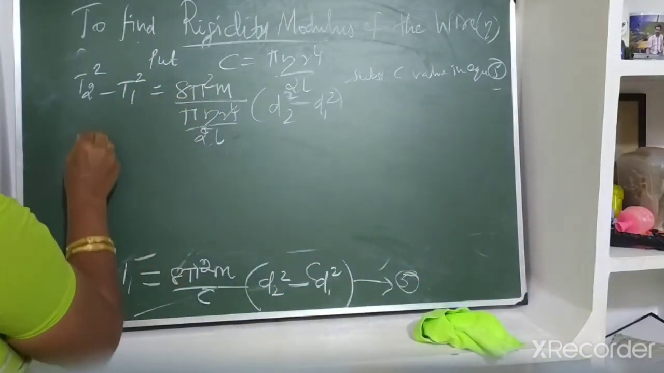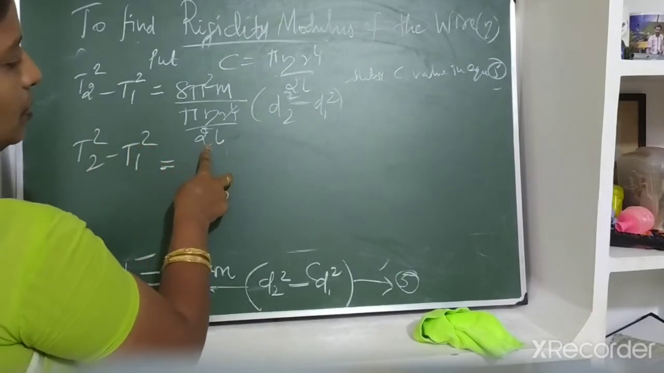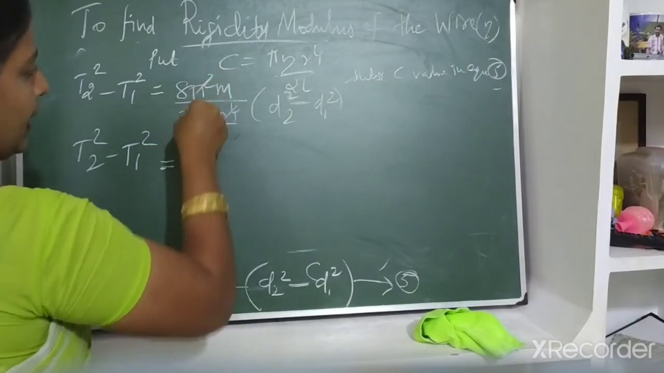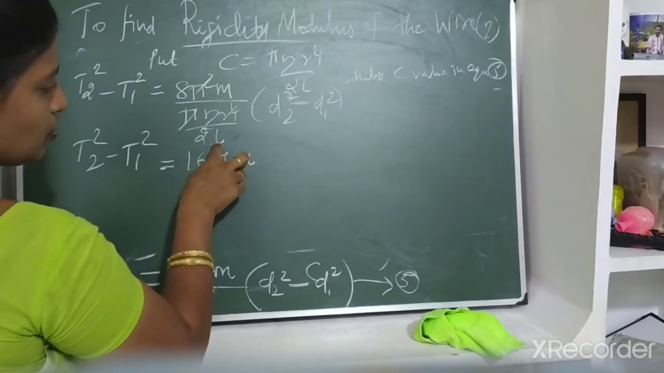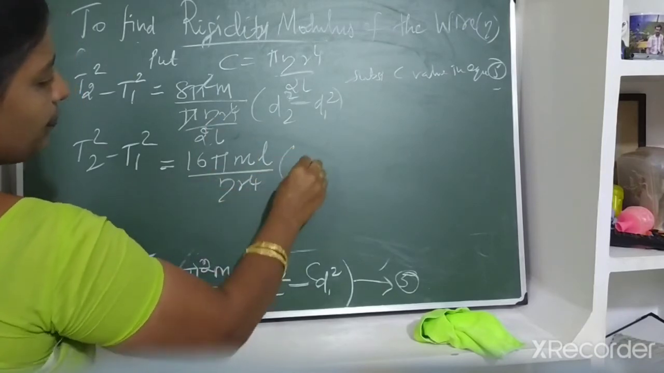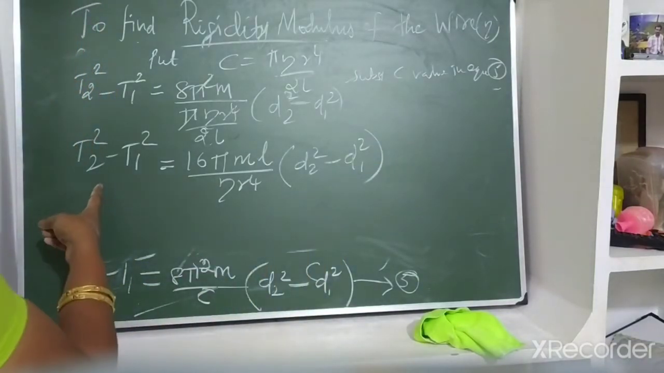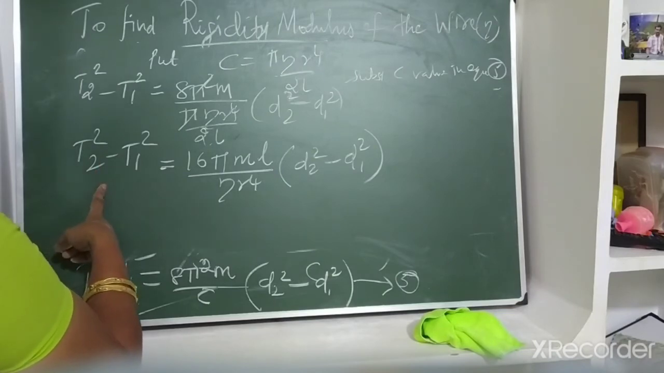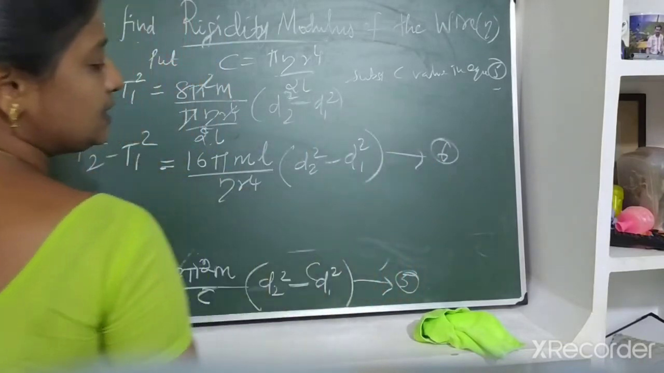Next, we can simplify this term. T2 square minus T1 square equals 2 going to the numerator, 8 into 2 is 16. One pi cancels, leaving m, and then small l going to the numerator, divided by eta r power 4 into d2 square minus d1 square. This is the formula for the difference between the periods of acceleration at d1 distance and d2 distance. We consider this as equation number 6.